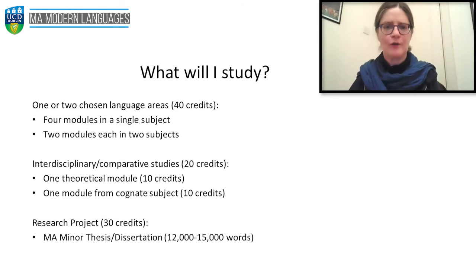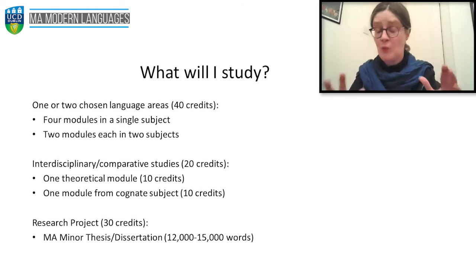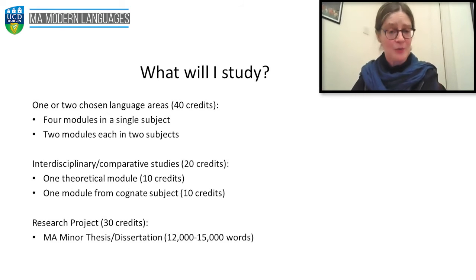Now, I suppose that's all quite general. If we think of what you'll study specifically, as I said, it's a 90 credit module. 30 credits of that is a research project, the minor thesis, which is about 12,000 words, 12 to 15. Then there are 6 taught modules, each of 10 credits. You can either focus on one or 2 languages. If you focus on one language, you will take 4 modules in that language area. If you focus on 2, you take 2 each. That leaves you with 2 other modules.